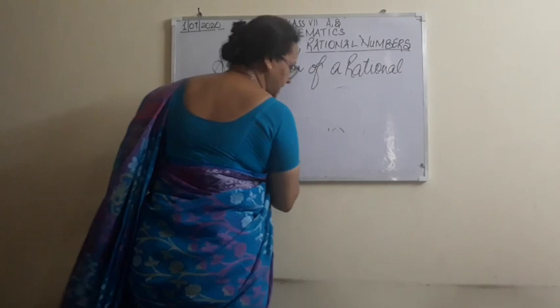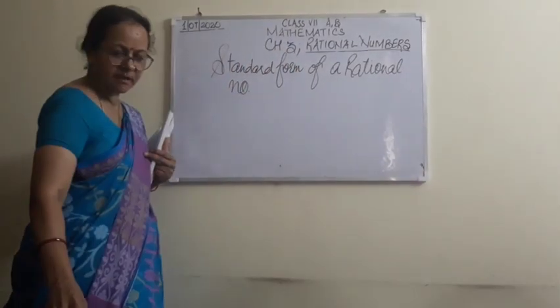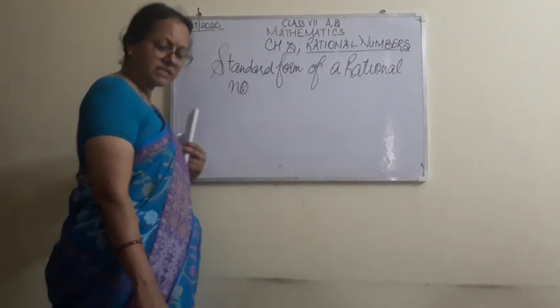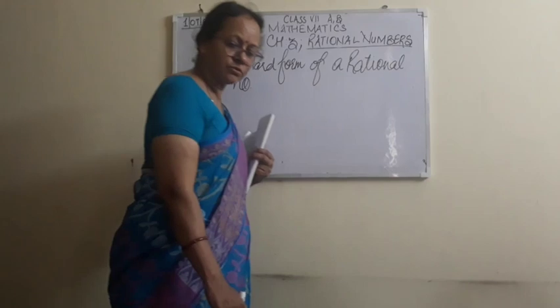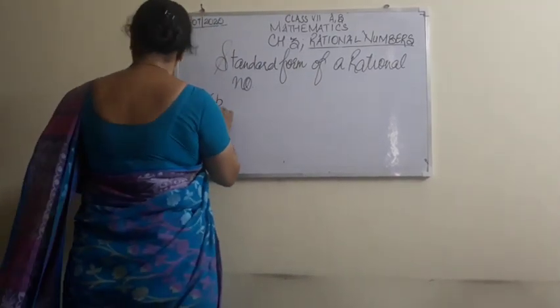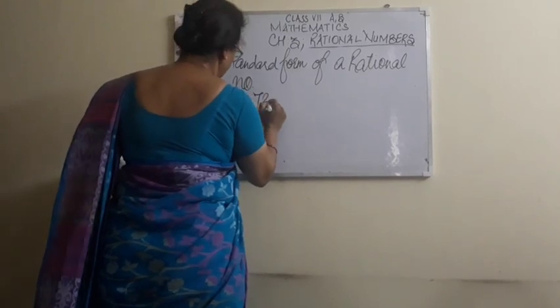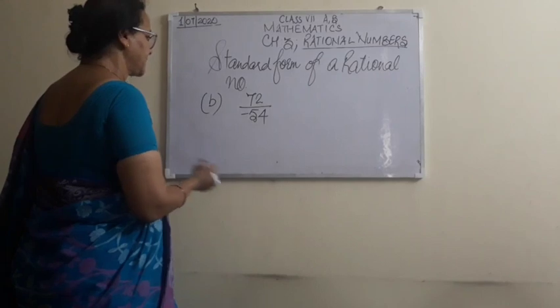So students, please listen very carefully. It's required, as maths is a basic practice subject, and if the basics are not clear to you, you can't do the questions. Next, part B is 72 by minus 54. Now let's see what is common there.